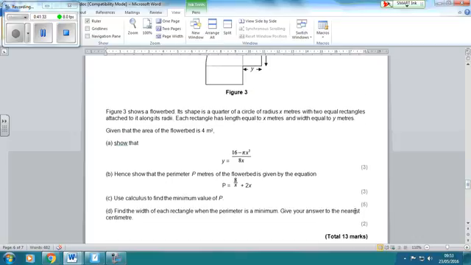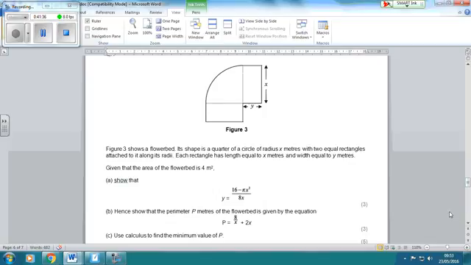So let's have a quick look. The area of the flower beds is 4 meters squared. So let's work out the area of the whole thing. We've got this here, which is xy, and this thing here is going to be xy. And if the radius here is x, this is going to be pi x squared divided by 4. We know that the area of all this added together is 4 meters squared. So I'm going to say that 2xy plus pi x squared over 4 equals 4, and that's going to give me 1 mark.